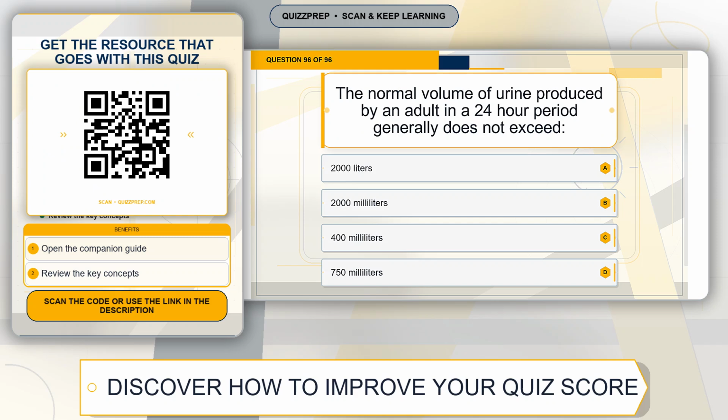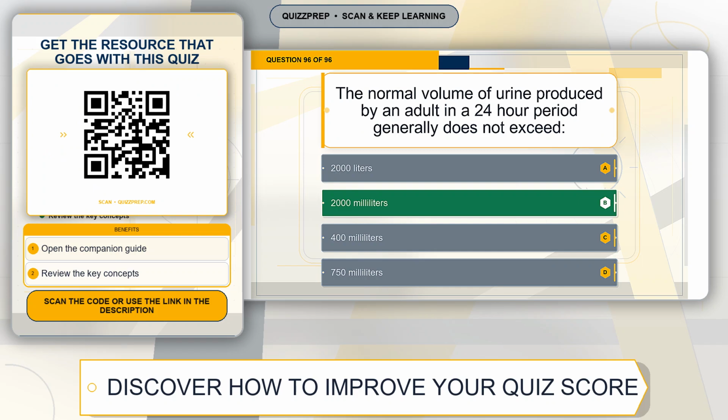Question 96. The normal volume of urine produced by an adult in a 24-hour period generally does not exceed: Option A, 2,000 liters. Option B, 2,000 milliliters. Option C, 400 milliliters. Option D, 750 milliliters. The correct answer is option B, 2,000 milliliters.